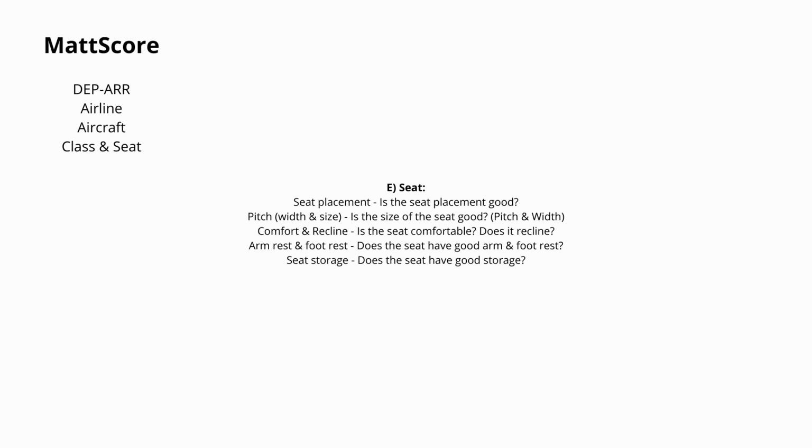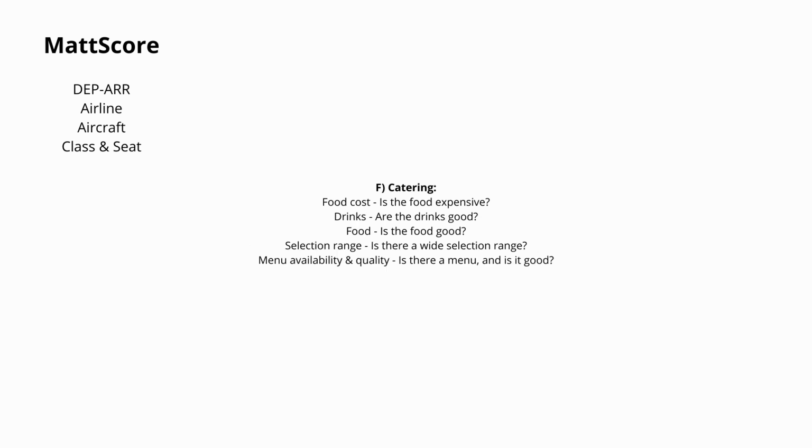We then look at seat storage, that also takes into account the possibility to use the tray table as an object holder. Moving on to catering, we look at the cost and at the quality in the first three subcategories. We also take into consideration the selection range and the quality of the menu.